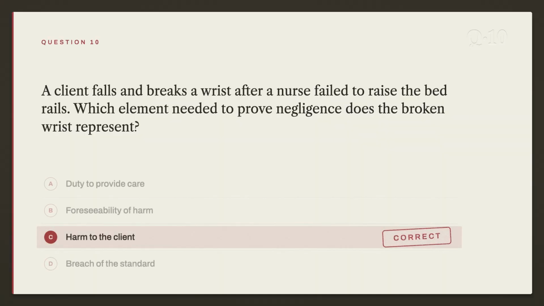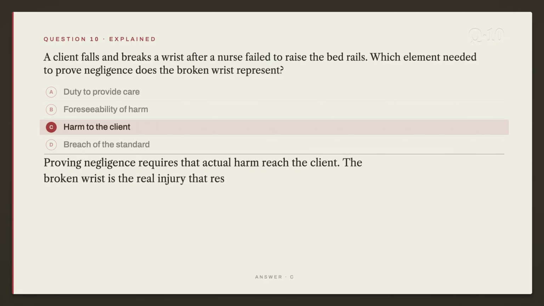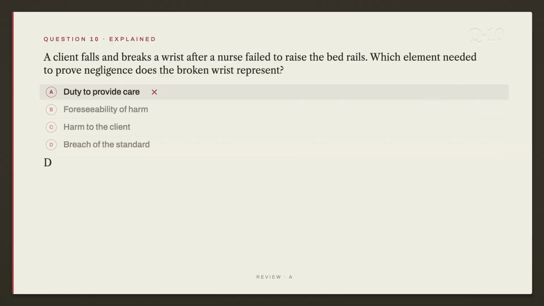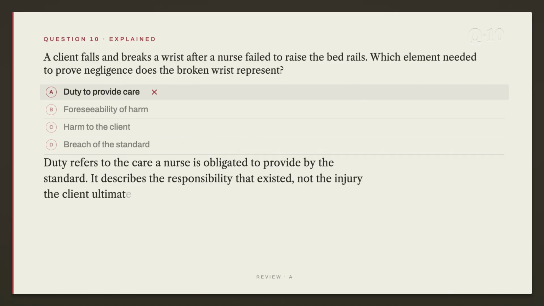The correct answer is C. Harm to the client. C is correct because proving negligence requires that actual harm reach the client. The broken wrist is the real injury that resulted, satisfying the harm element that completes the case for negligence. A is wrong because duty refers to the care a nurse is obligated to provide by the standard. It describes the responsibility that existed, not the injury the client ultimately suffered from the fall.